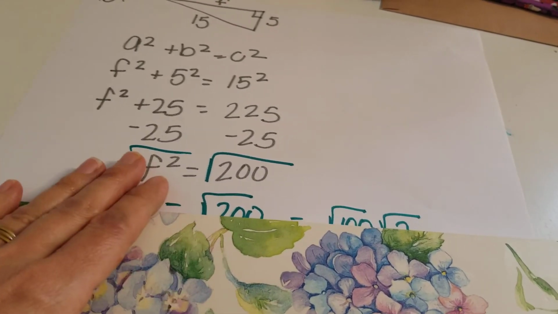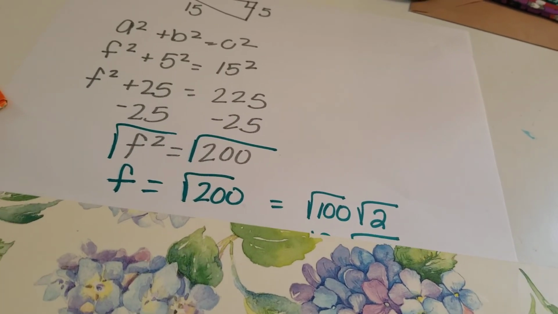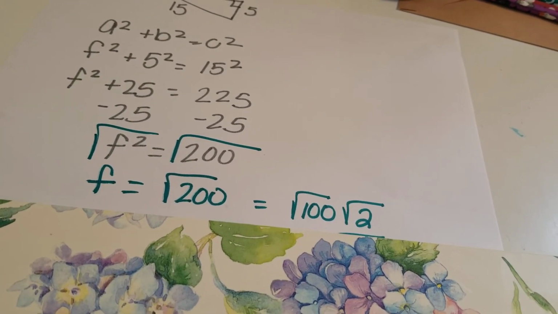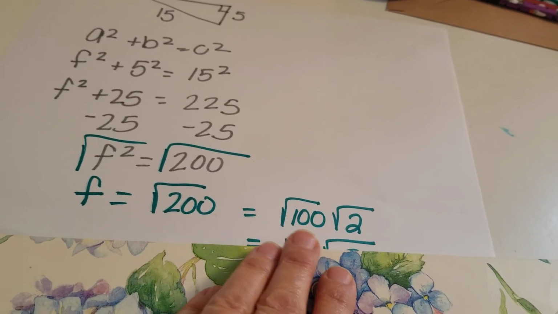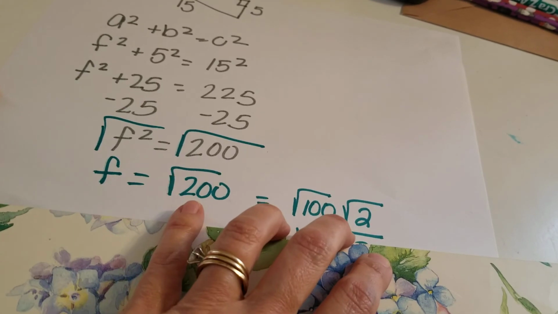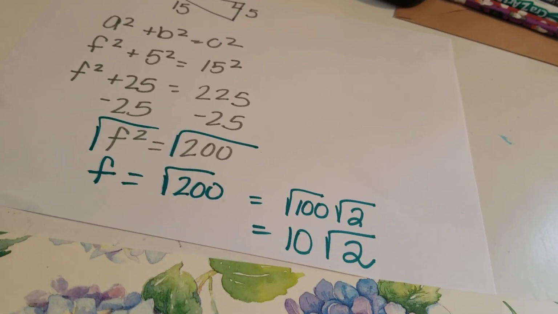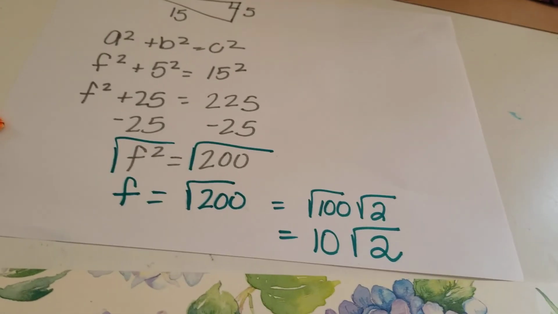We recognize that's not in simplified radical form. So we could have done the prime factor tree, or you may have noticed that square root of 100 times the square root of 2 equals the square root of 200. And the square root of 100 is just 10. So my simplification is 10 radical 2.